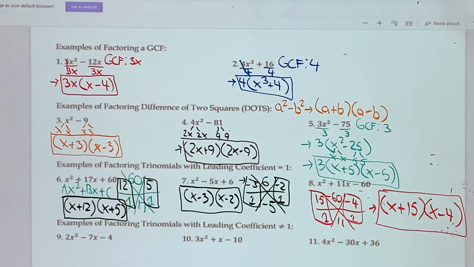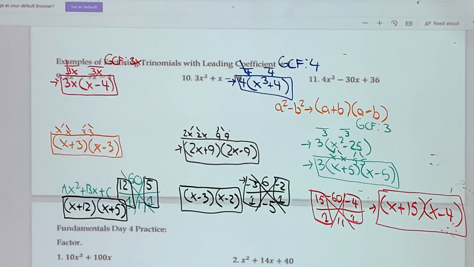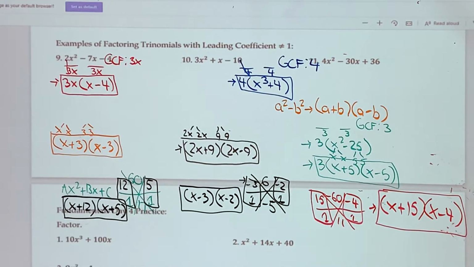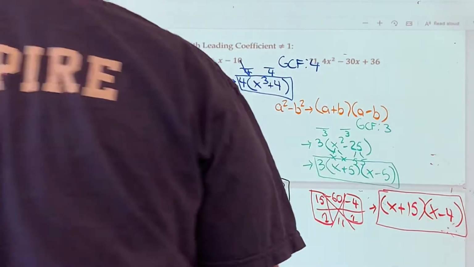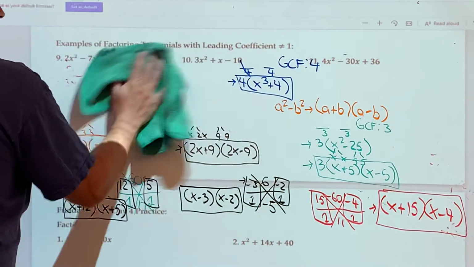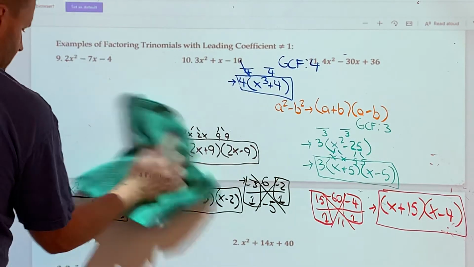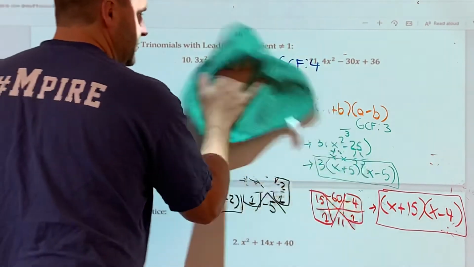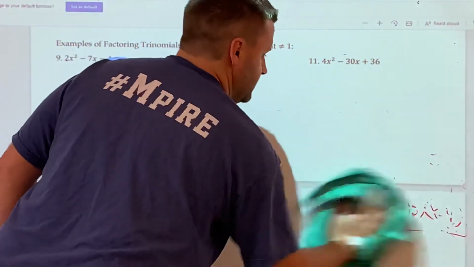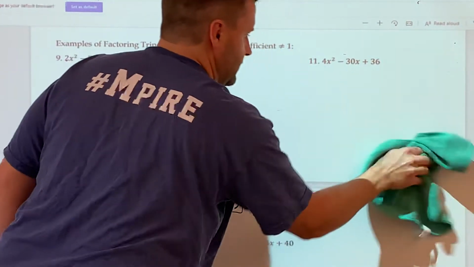Now we're going to look at it where our leading coefficient isn't always 1. When it's not 1, we just have one more step, depending on whether we have a GCF or not. And we need to check that first to see if we have a GCF or not.